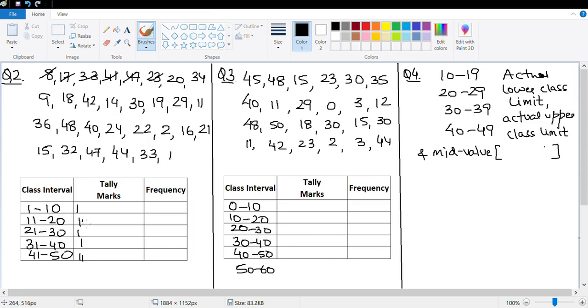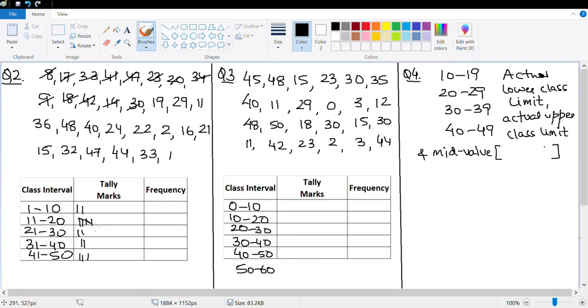20 is 11 to 20. 34 is between 31 and 40. 9 is between 1 and 10. 18 is between 11 and 20. 42 is between 41 and 50. 14 is between 11 and 20. 30 is between 21 and 30. 19 is between 11 and 20.